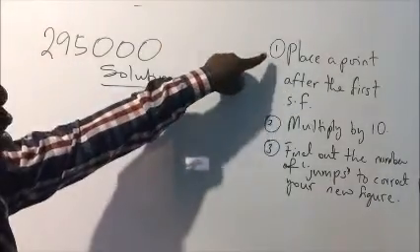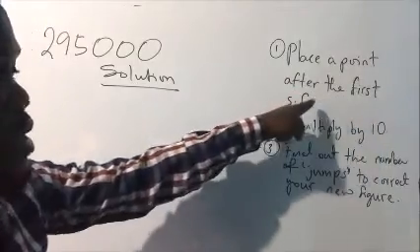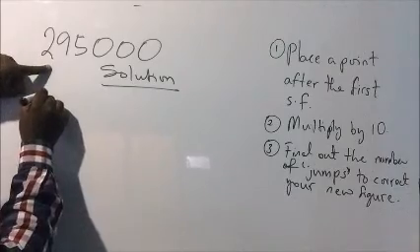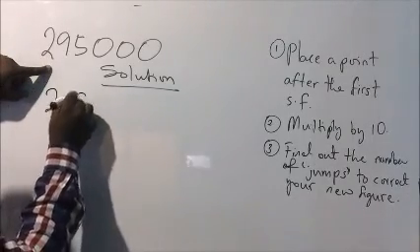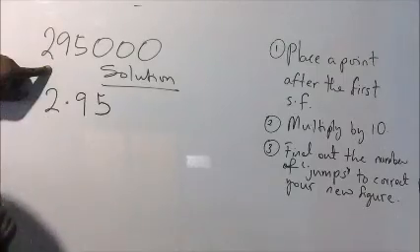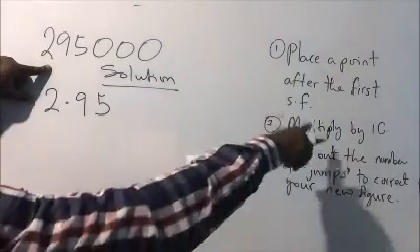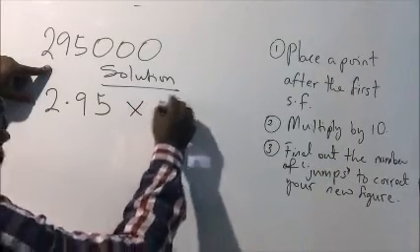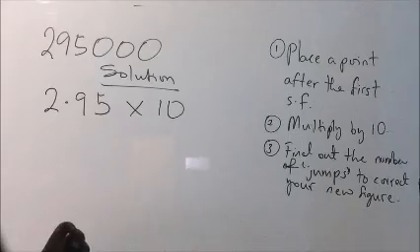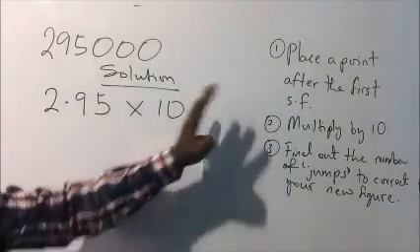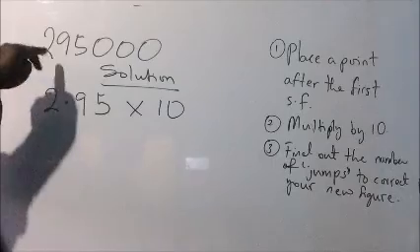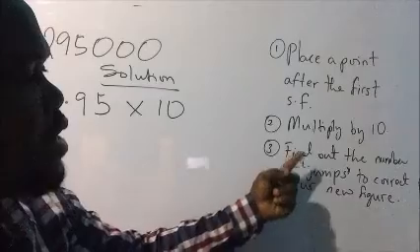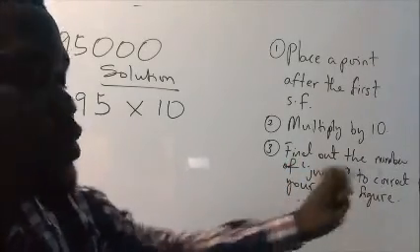Let's follow what it says. Place a point after the first significant figure. What is the first significant figure here? 2. So this is what it is saying: 2.95. Step 2, multiply it by 10, so times 10. We are done with step 1 and 2. Step 1 and 2 is so easy. Just place a point after the first significant figure and multiply by 10. Third step, find out the number of jumps to correct your new figure.